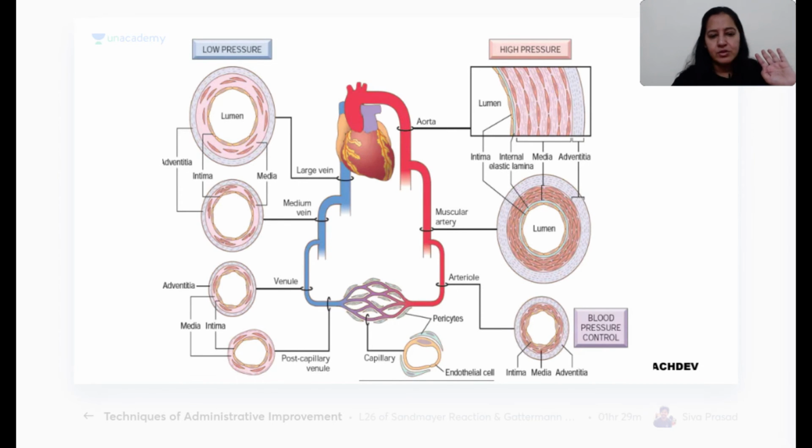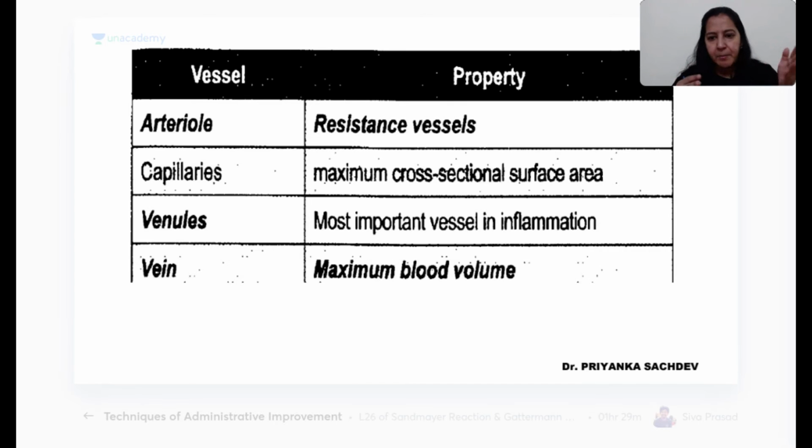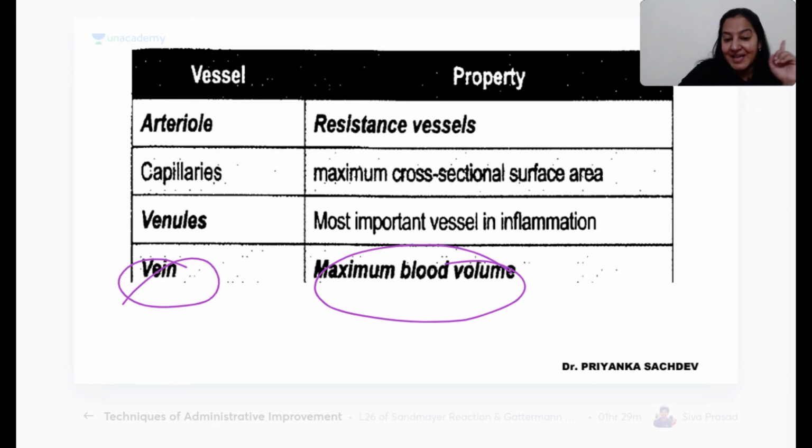Done? So, yeah, these are some important MCQs you can take. Then I will start the topic. Maximum blood volume in the body is present in veins. Maximum cross-sectional area is of capillaries. There are arteries, veins, and capillaries. Veins have venules also, and the most important blood vessel in inflammation is venules.